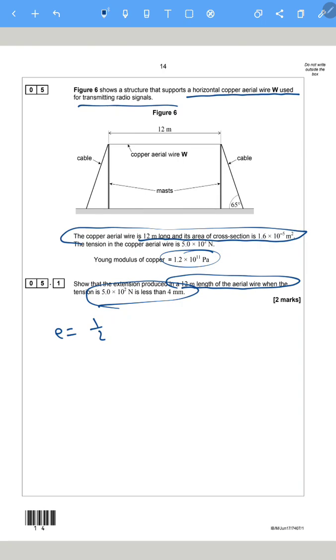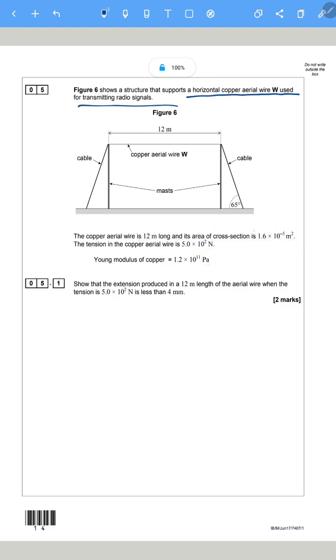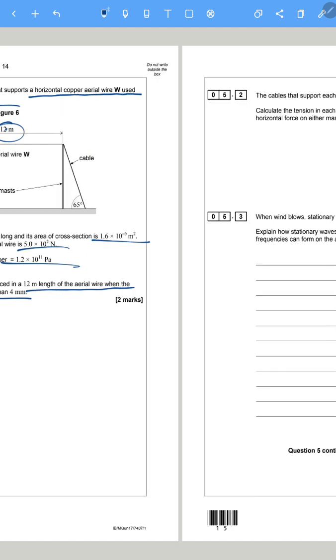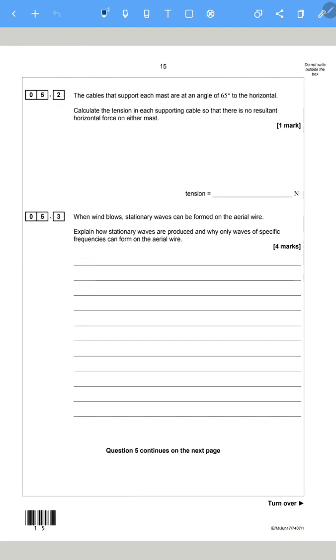What the hell? Show that the extension produced in a 12 meter length of aerial wire when the tension is that much is less than 4 millimeters. Well, that's 12 meters. And the average cross section is that. Okay, so what I'm going to do is look in the equation sheet, do the smart thing. Actually, I should really focus on the big marks.